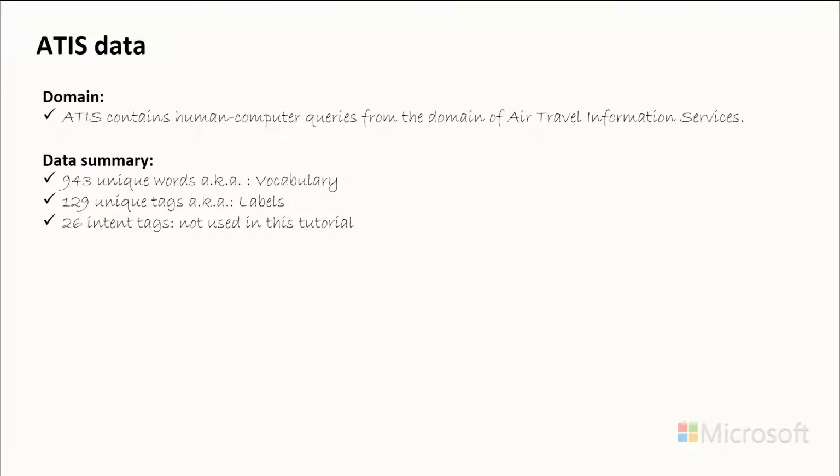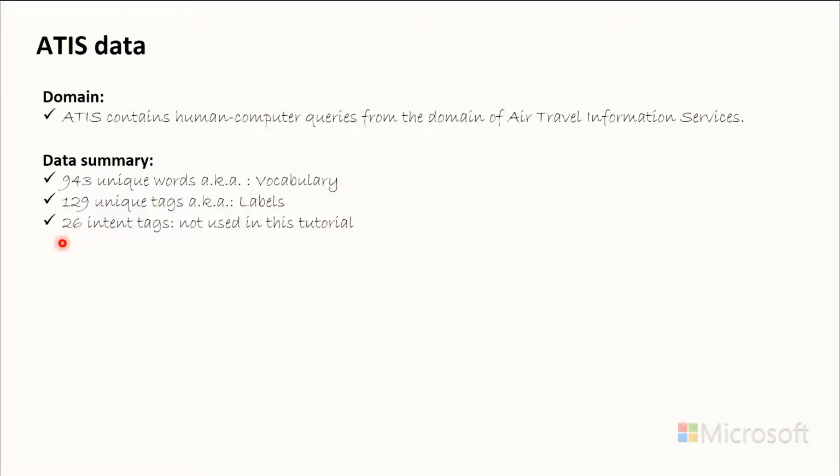This data comes from human computer queries from air travel information services. There are 943 unique words. We will also refer to that as the vocabulary. So when I said show flight from Burbank to Seattle on a date, each of those words would be a word in this vocabulary. So there are 943 of those. And the corresponding labels such as the other, from city, to city, a date would be considered as labels.